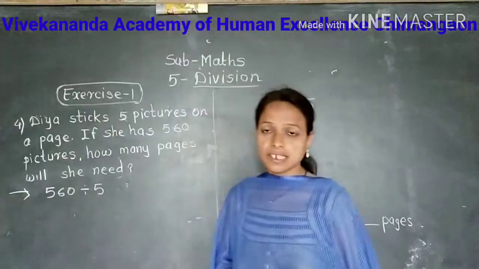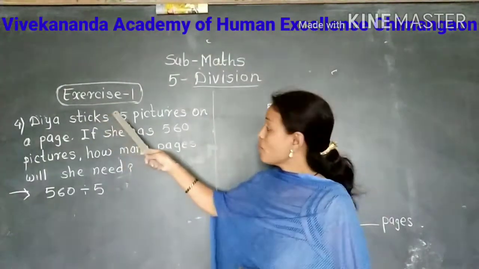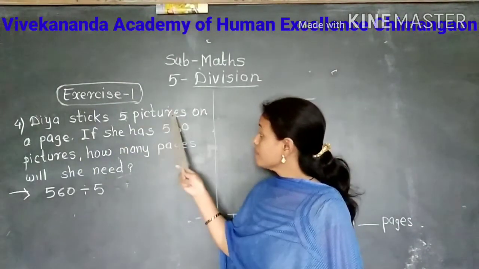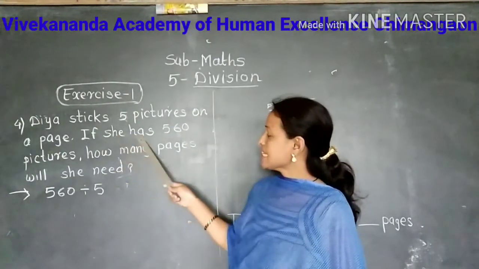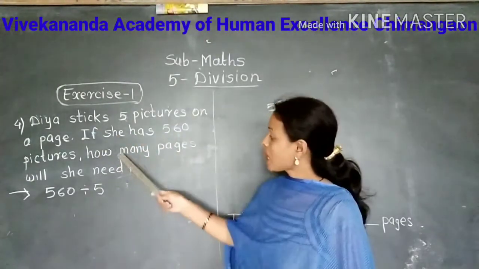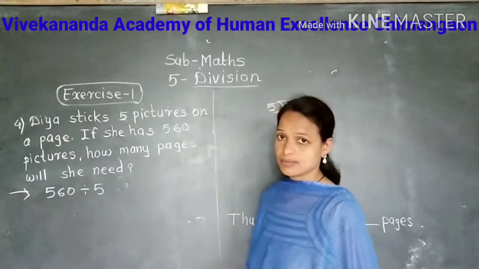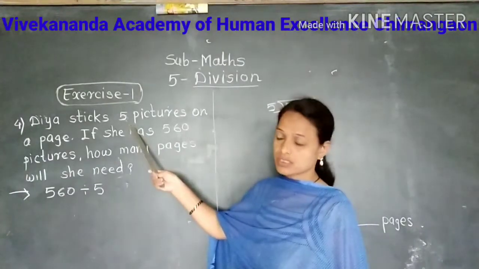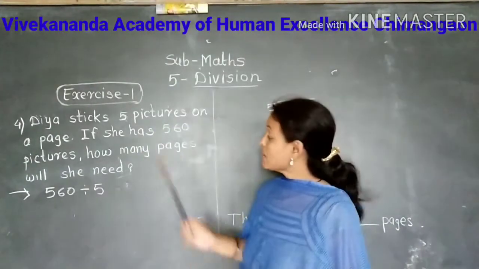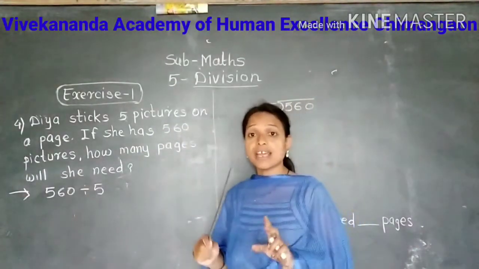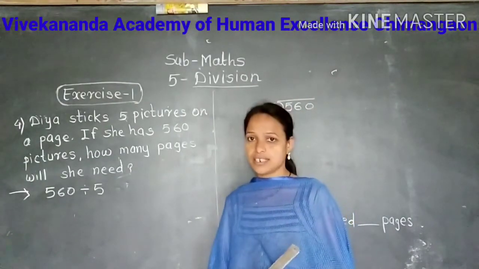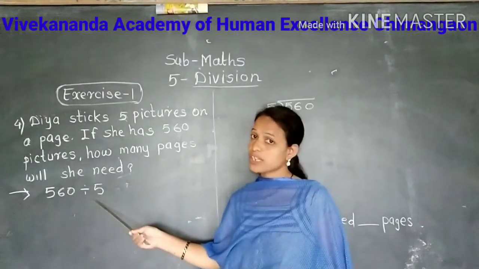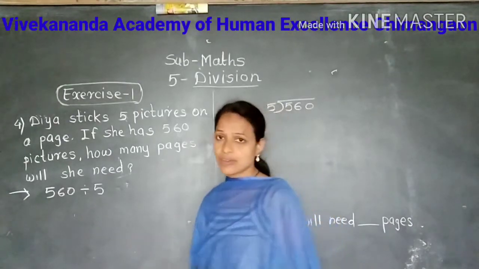Okay, next word problem. Diya sticks 5 pictures on a page. If she has 560 pictures, how many pages will she need? On one page, how many pictures does she paste? 5 pictures. In total, how many pictures does she have? 560. So she sticks 560 pictures. How many pages are needed? Okay, so here we have to divide 560 by 5 to get our answer.